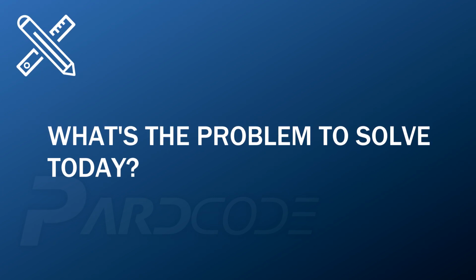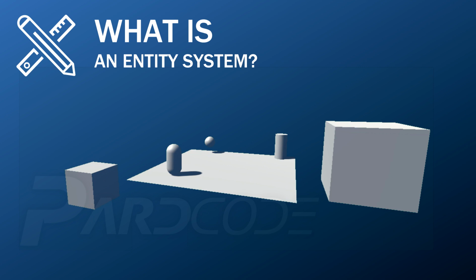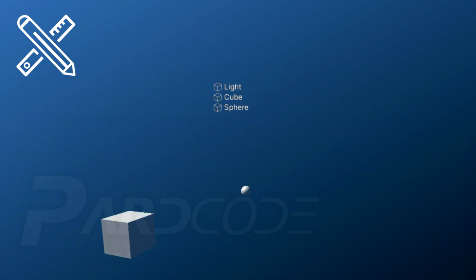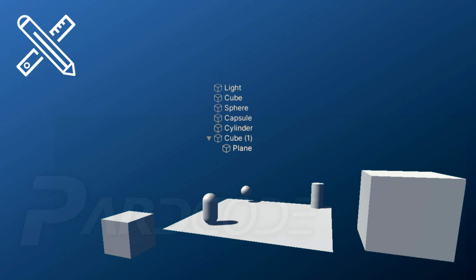What's the problem to solve today? We want to create a basic entity system in order to create a game world full of objects of any kind. Before starting though, let's see what an entity system is in a few words. The entity system provides the necessary functions to create the structure of the game world, composing it with a list or even a tree structure of objects called entities.